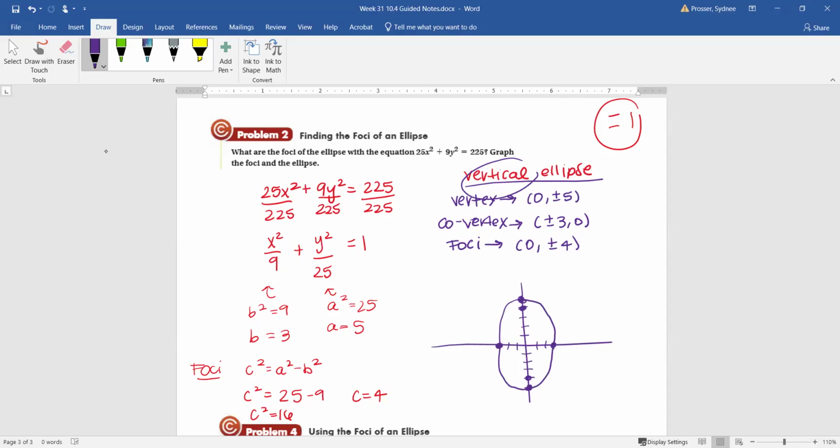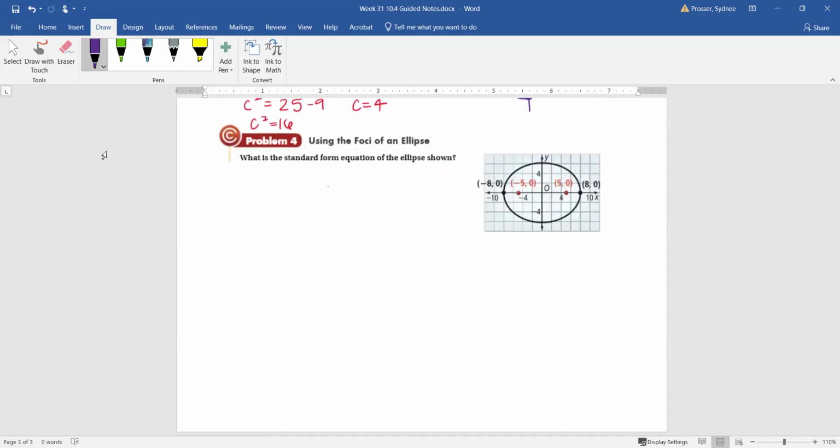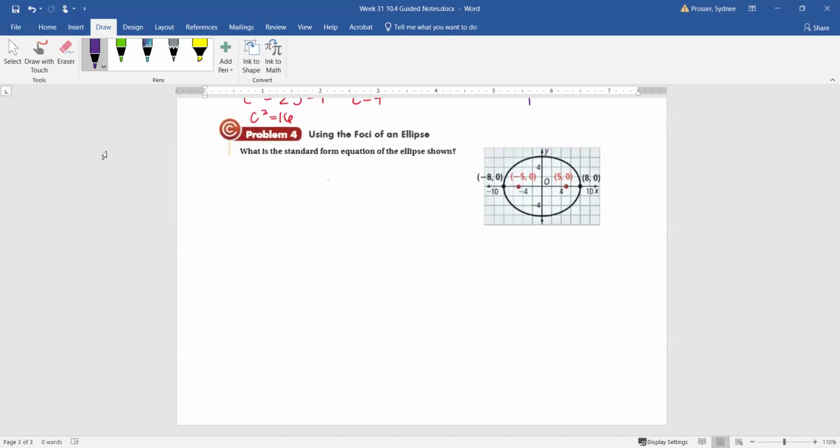Okay, great job on that one. We're going to just do one more. So it says, what is the standard form equation of the ellipse shown? Okay, so right away I see a horizontal ellipse, so I know the equation is going to be x squared over a squared plus y squared over b squared equals 1. And then I'm going to use this information that was given.